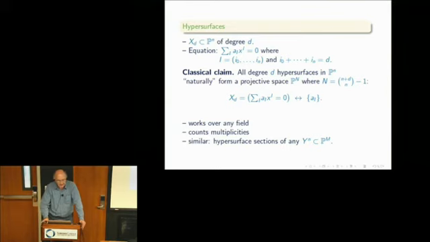And now there's a very similar description if instead of just starting with hypersurfaces, you fix some algebraic variety in some large projective space, and you would like to describe its hypersurface sections. So again, there's a natural projective space whose points correspond to varieties that are hypersurface sections on some fixed n-dimensional variety, V_n.